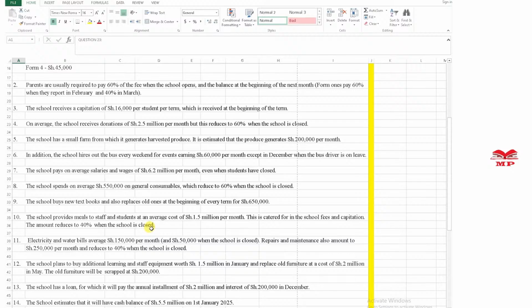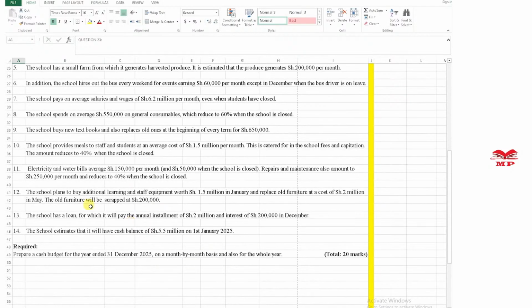Number 11, you have electricity and water bills on average 150,000 per month, and 50,000 when the school is closed. Repairs and maintenance also amount to 250,000 per month and reduce to 40,000 when the school is closed.